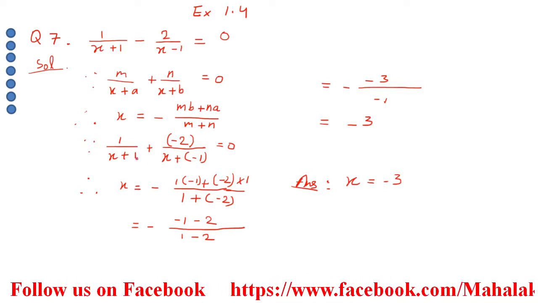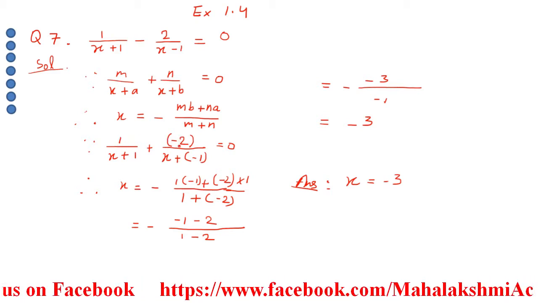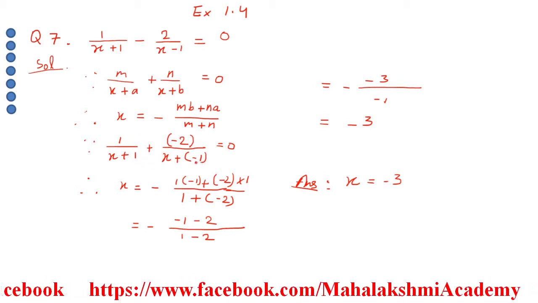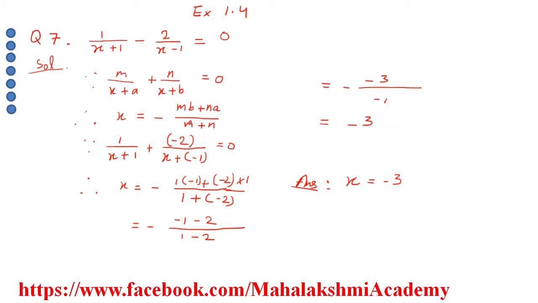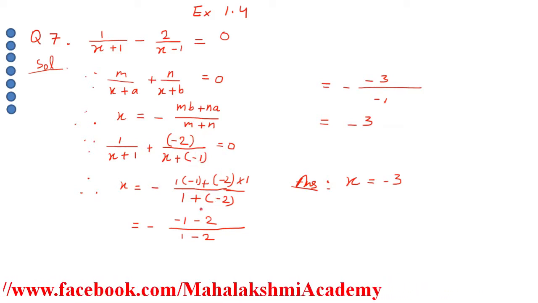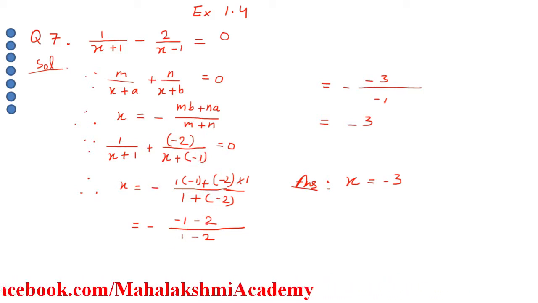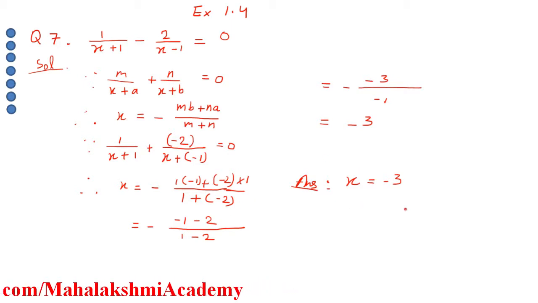Then compare it. So this is your m, this is your n, and this is your a, and minus 1 is your b. Then in the formula put the values and take care of the plus and minus signs, and you will obtain the answer x is equal to 3. Now the next question is also of the same type, so we will move to question number 8.